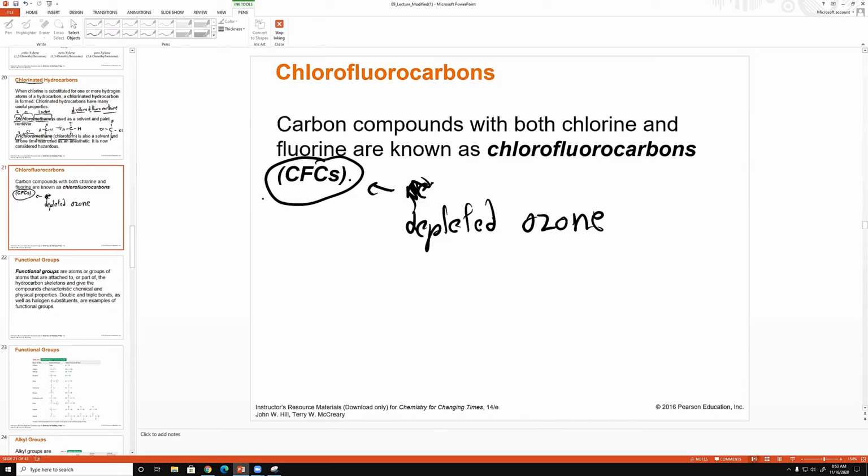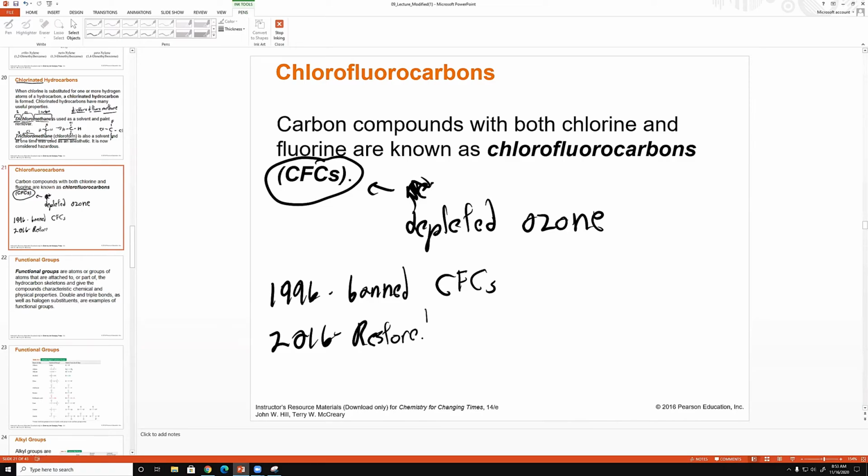Right after we figured that out in 1996, we banned CFCs. So 1996, banned CFCs because we knew that they depleted the ozone. After banning CFCs, 20 years later, in 2016, we have a completely restored ozone layer. So no one talks about that.